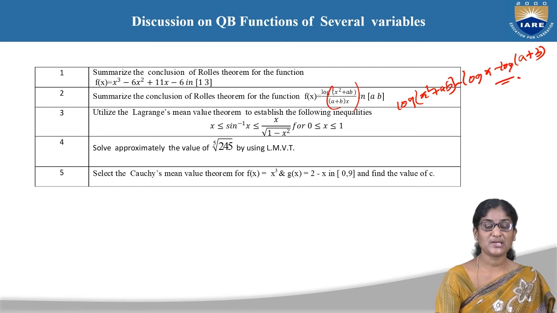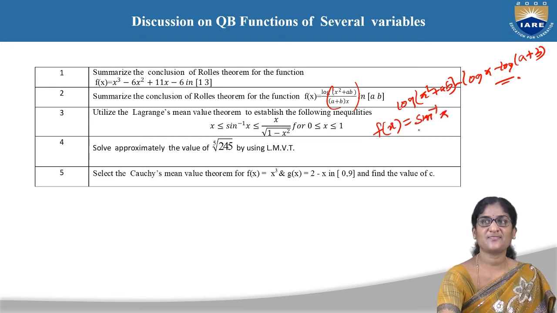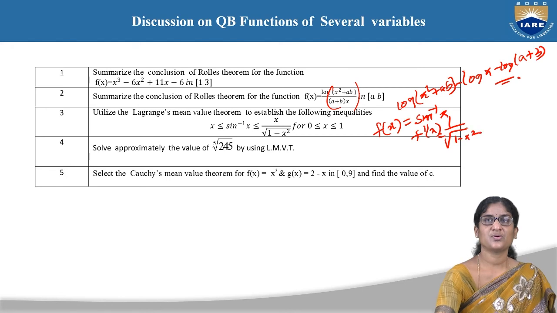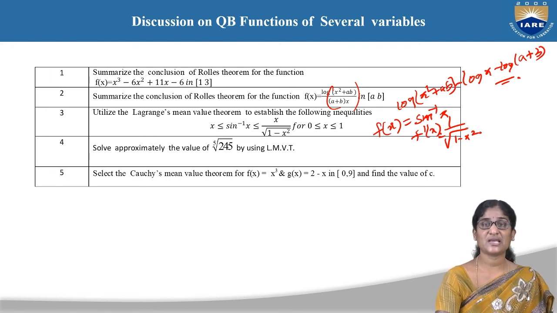Next, utilize the Lagrange's mean value theorem. Here, what is f of x that we need to assume? F of x is equal to sine inverse x. What is f dash of x here? F dash of x is equal to 1 by root of 1 minus x square. So already we have done tan inverse b minus tan inverse a previously. The same model we have to assume.